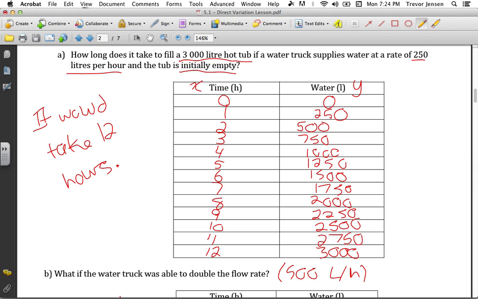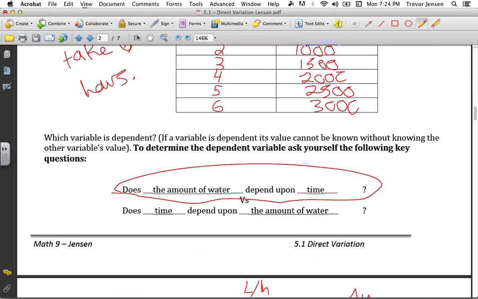If you calculate the difference between any of the time frames, so if you look at the difference between 8 hours and 12 hours, it went from 2,000 to 3,000. So that's 1,000 liters in 4 hours. If we do change in y divided by change in x, 1,000 divided by 4 gives you 250 once again, because it goes in at 250 liters every hour, same rate the whole time. That's why this increases by 250 every single time. It's a constant rate of change.